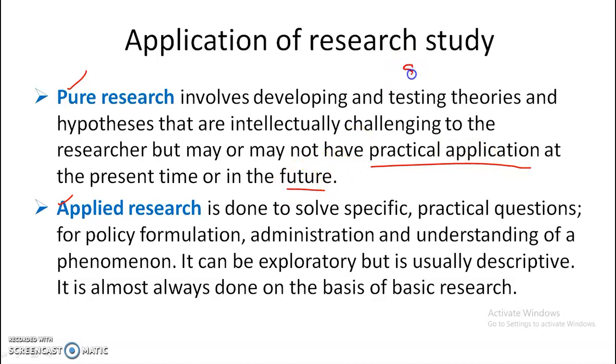So for example, if any one scientist gave one statement or hypothesis based upon space, that means we're having some millions of planets apart from the 9 planets. If such statements are given, we cannot apply such statements to practical situations, directly, at the present time or in the future also. So that type of research is called pure research.